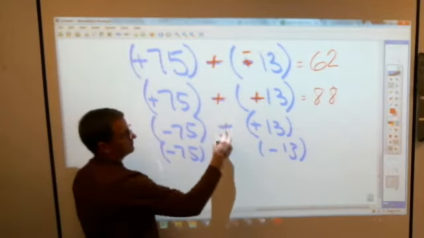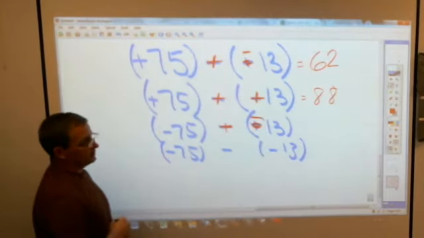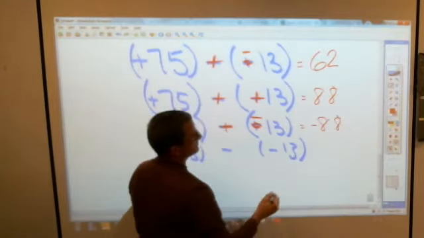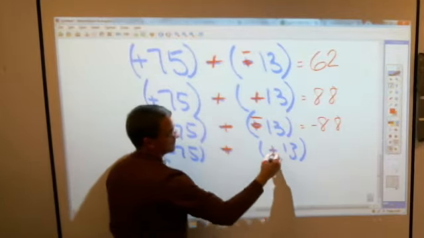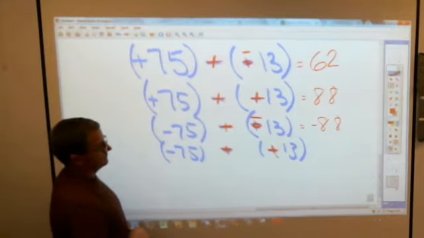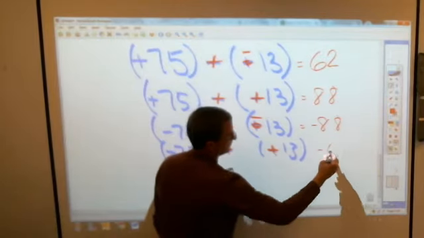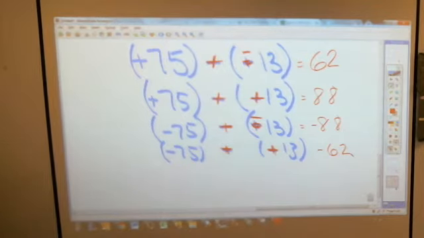This one, change it to its opposite. Negative 75 plus a negative 13 is? And this one, change it to positive. Negative 75 plus positive 13 is? Negative 62.